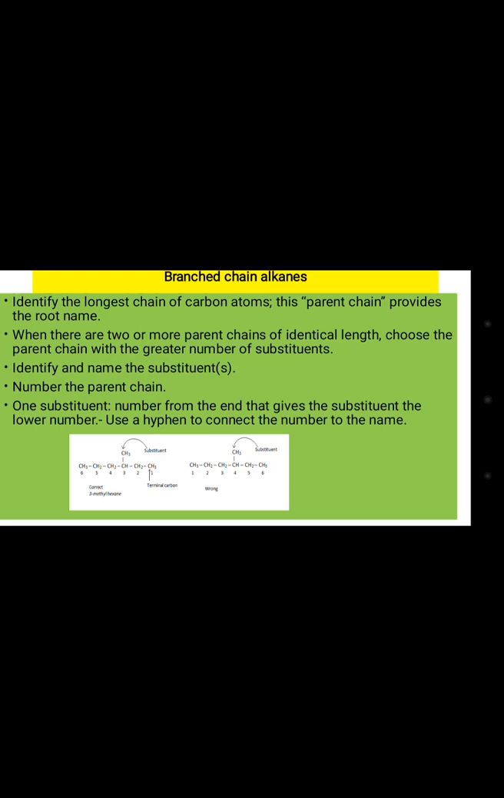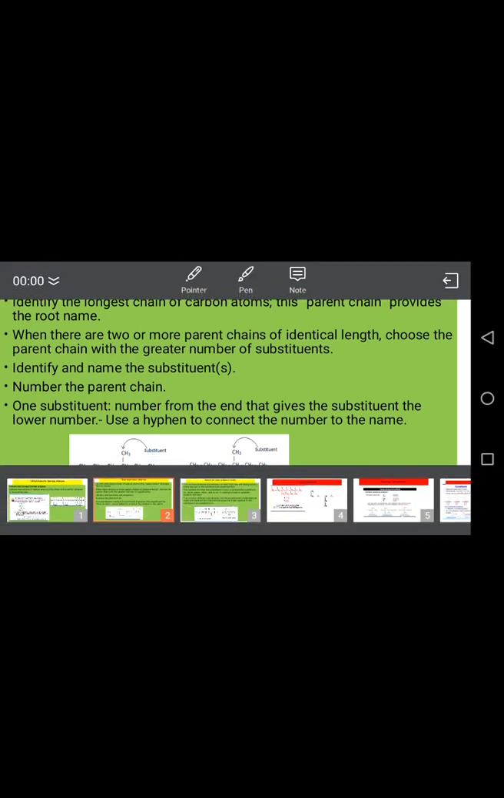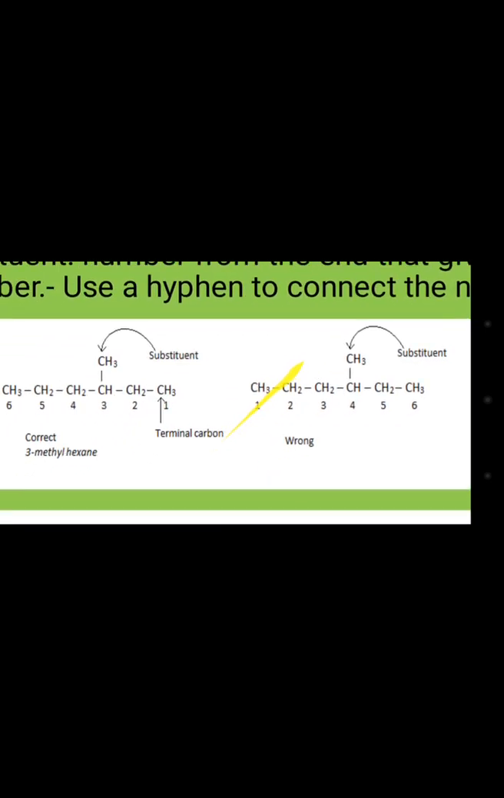Number 2 is that when there are 2 or more parent chains of identical length, choose the parent chain with the greater number of substituents. You will understand this better when we treat this example. Number 3 is identify the name of the substituent, number the parent chain, then number from the end that gives the substituent the lowest possible number. Now, to give this story meaning, let's consider this example.